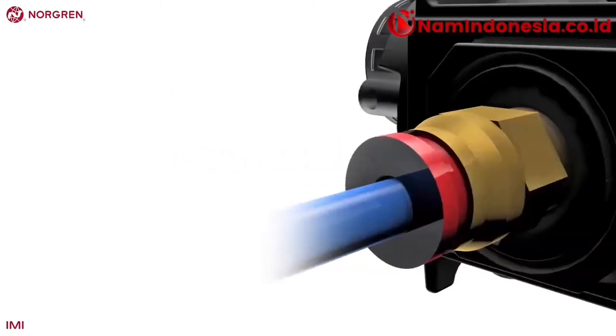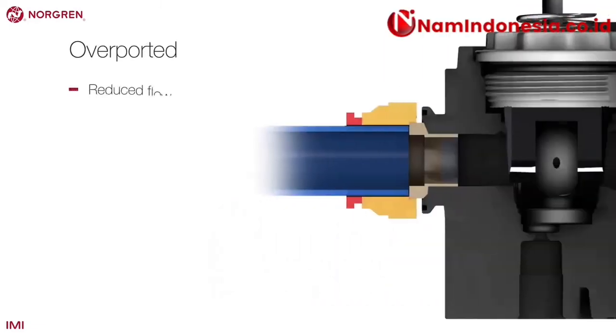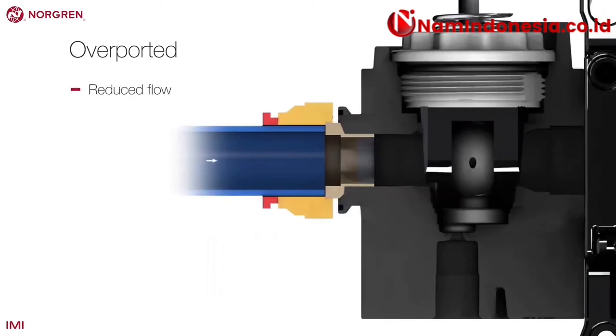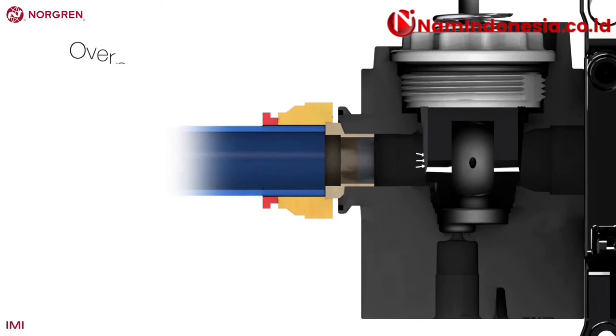An overported unit has a port size larger than the nominal bore size. That means the internal bore is smaller than the pipes attached, potentially limiting flow and leading to slower running machines. Always check the flow required when choosing the product and port size.